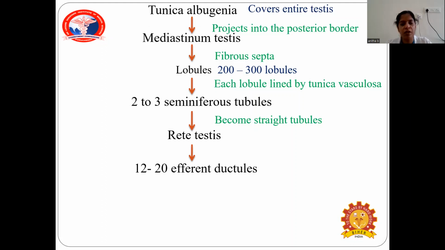From the rete testis, you can see 12 to 20 efferent ductules. These efferent ductules join and form the epididymis. The epididymis continues as the vas deferens. Okay, you understand this now?